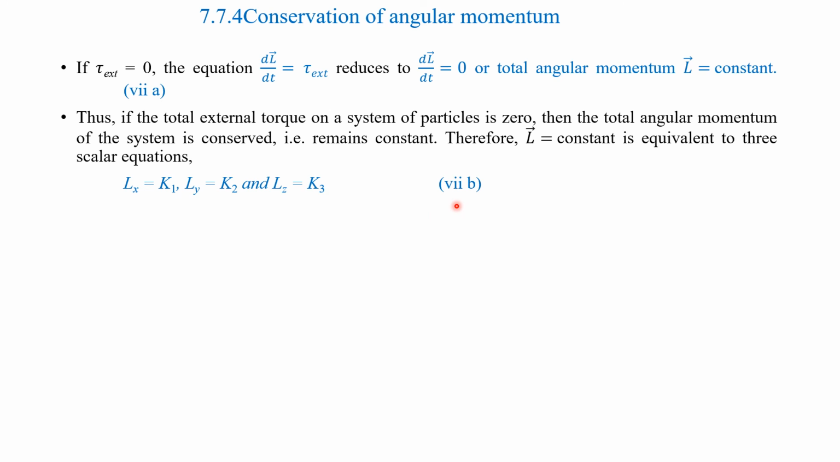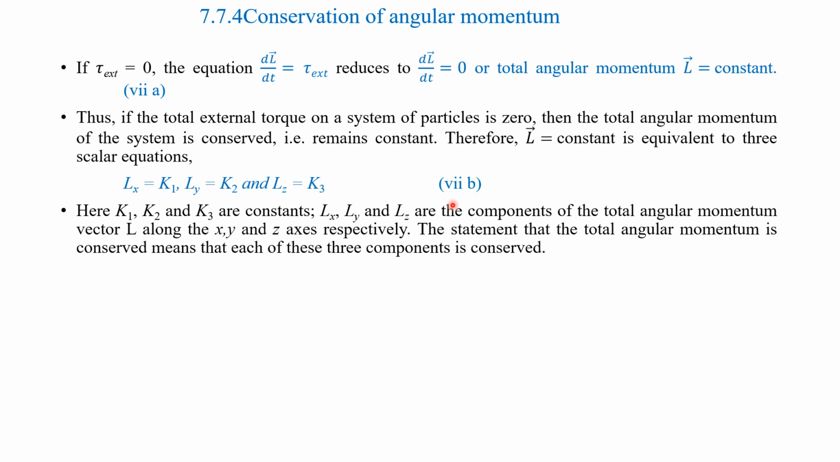Let it be equation 7b. Here k1, k2 and k3 are constants. Lx, Ly and Lz are components of total angular momentum vector along x, y and z axis respectively. Therefore, the statement that the total angular momentum is conserved means that each of these three components is also conserved.